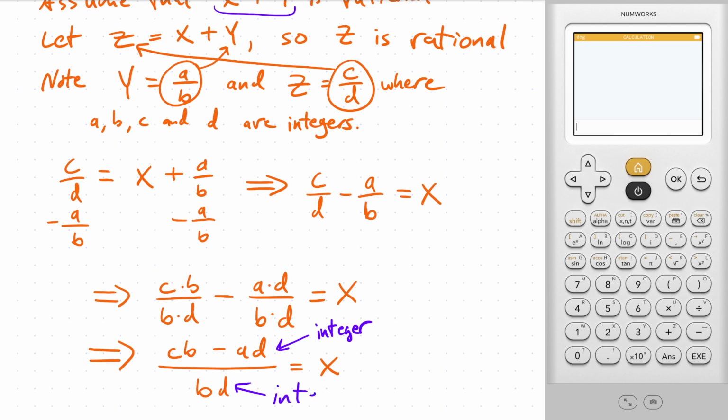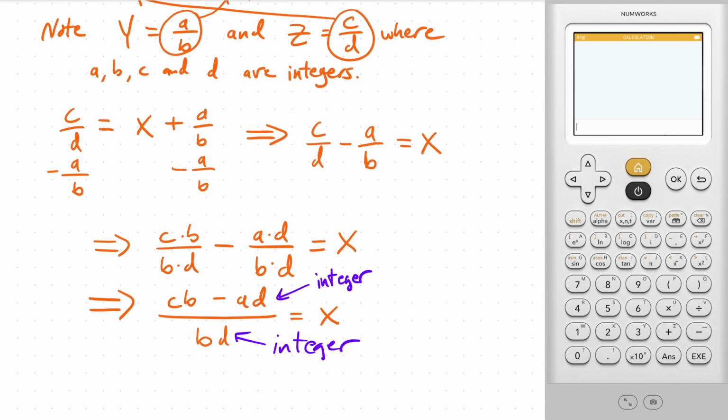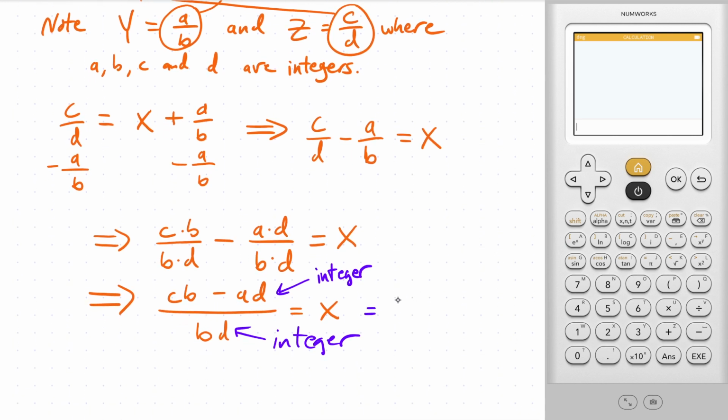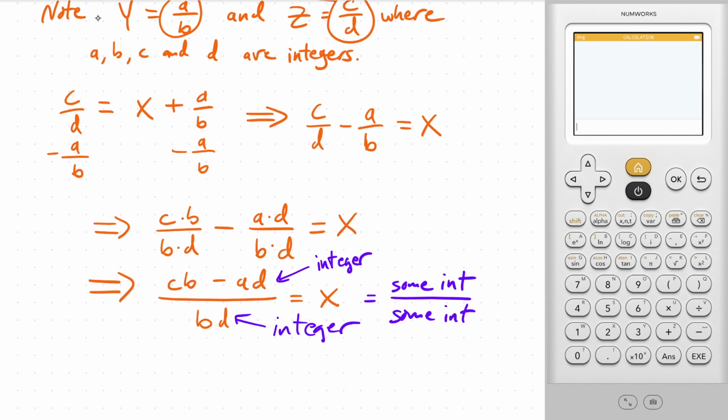And on the bottom here, we have the same thing, right? B times D is an integer if both B and D are integers. Okay, so what that means is x is equal to some integer divided by some integer. In other words, x is equal to an integer divided by an integer. Okay, so therefore, x is rational, because since it's an integer divided by an integer, it must be rational.